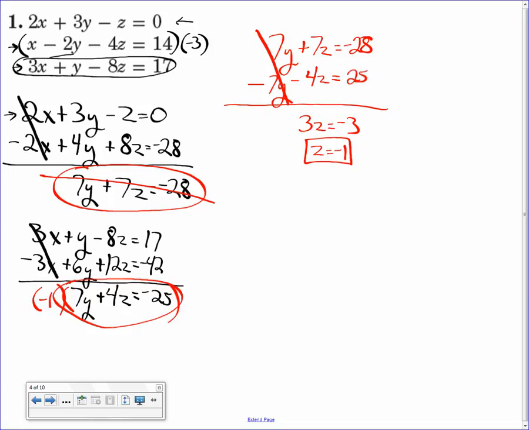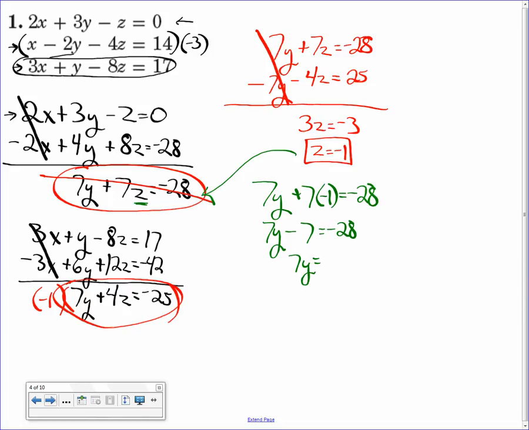Now that we have z, since we know what z is, we're just going to stick that into either one of these two equations. It doesn't matter which one. So I'm going to replace this z with negative 1. So I've got 7y plus 7 times negative 1 equals negative 28. Let's solve this. 7y minus 7 equals negative 28. Add 7 to both sides. 7y equals negative 21. y equals negative 3. All right, we're 2/3 of the way done now.